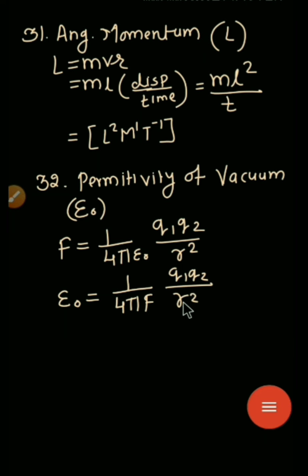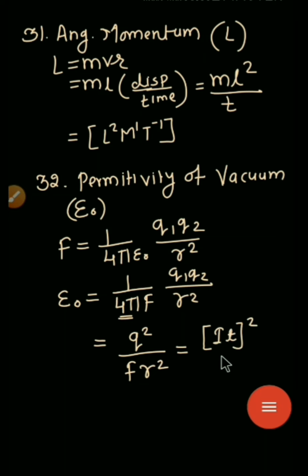In simple words we can write here, this 4 pi is a constant with no unit. Q1 Q2 we write as Q square, and this r square. So finally we write charge square upon F r square. R is nothing but length. Q is charge, which we can write as current into time, its square upon force. For force we have already derived the formula: mass into acceleration, acceleration as velocity per unit time, velocity as displacement upon time. Finally we get L1 M1 T minus 2.